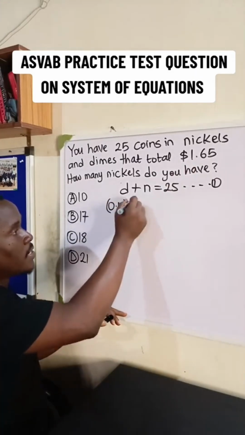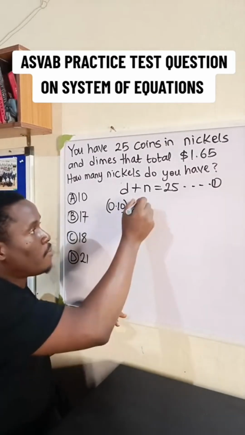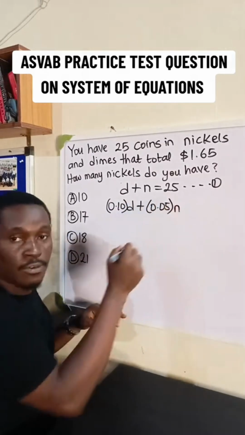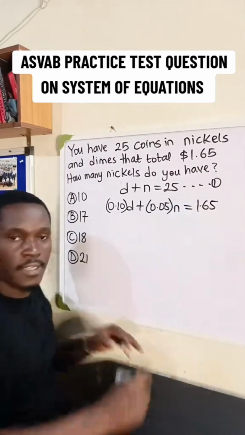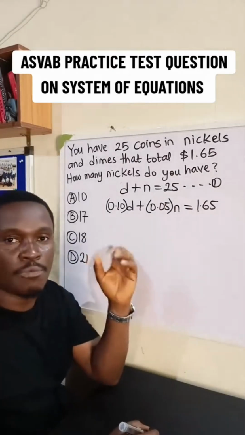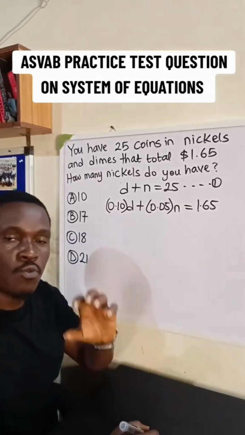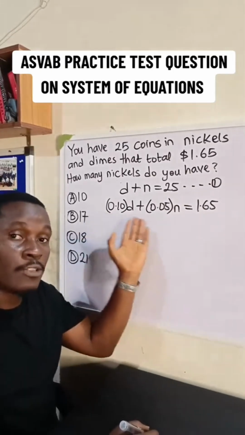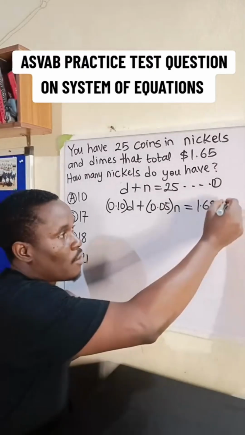So 0.10 multiplied by the number of dimes, because each dime is 10 cents, plus 0.05 multiplied by the number of nickels is equal to $1.65. Okay, but before we call this equation 2, I'd like us to make our work easier by multiplying through by 100, so that we'll no longer have decimals, but everything is going to be whole numbers. As long as you multiply through by the same value, you will get the same answer at the end of the day. So we are multiplying by 100.